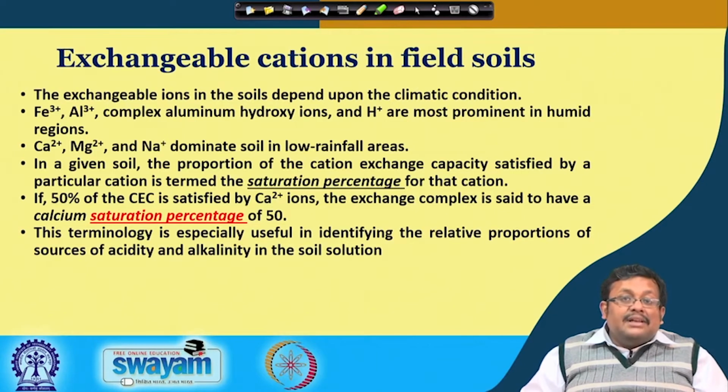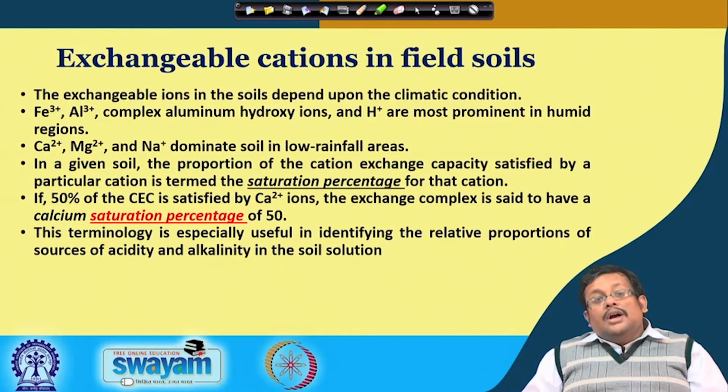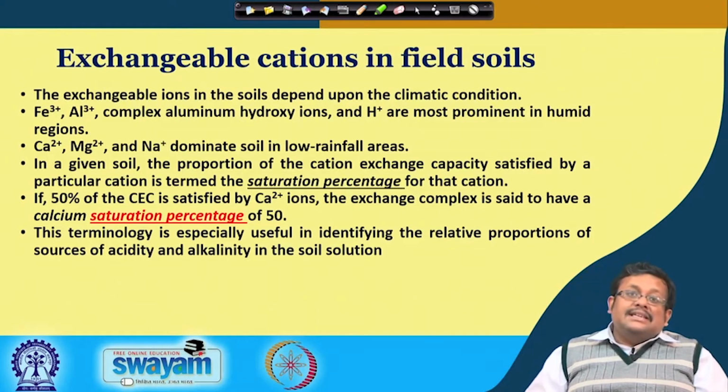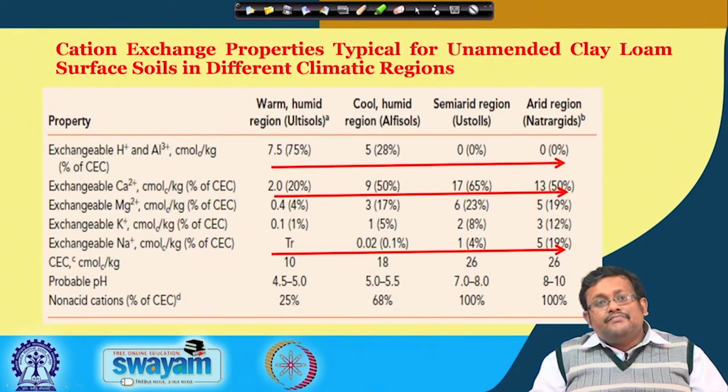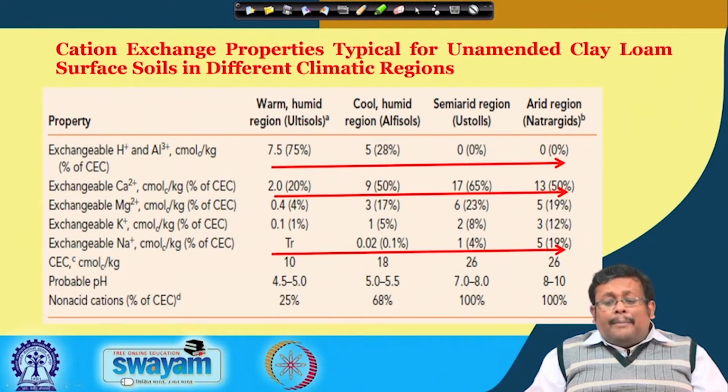So, in a given soil, the proportion of the cation exchange capacity satisfied by a particular cation is termed as the saturation percentage of the cation. For example, if 50% of the CEC is satisfied by calcium ions, the exchange complex is said to have a calcium saturation percentage of 50. This terminology is especially useful in identifying the relative proportion of sources of acidity and alkalinity in the soil solution. Cation exchange properties are shown for typical unamended clay loam surface soil in different climatic regions.